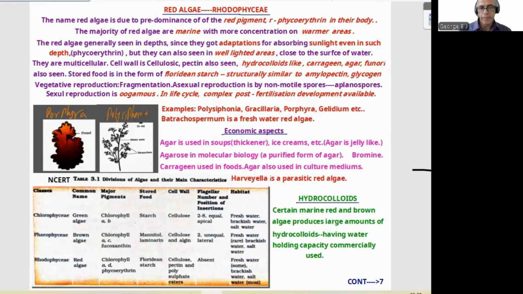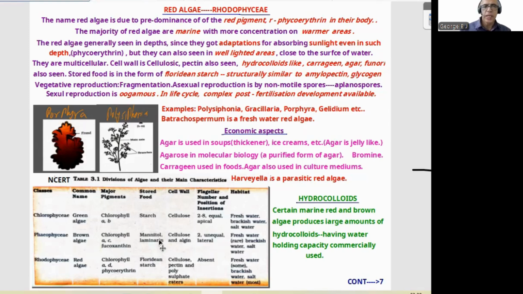Economic aspect. See, agar is used in soups, as a thickener, in ice cream, etc. Agar is jelly-like, so agarose, a purified form of agar, is utilized in molecular biology. Bromine is obtained from this red algae. Carrageen is used in foods, and agar is also used in culture media. Harveyella is a parasitic red algae. Now, hydrocolloids: certain marine red and brown algae produce large amounts of hydrocolloids having water holding capacity, commercially used.